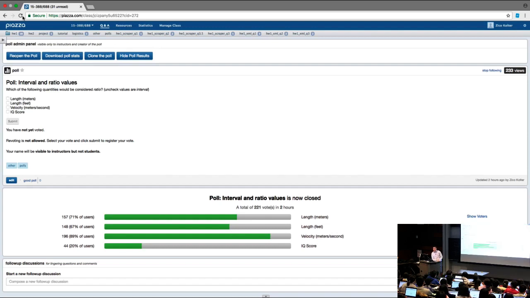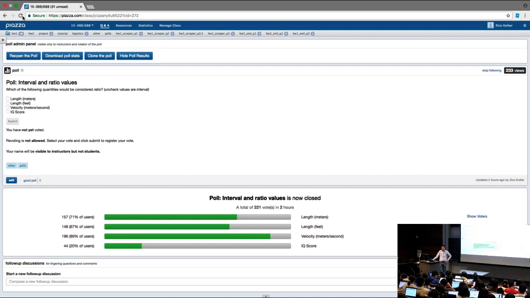I'm curious, and you don't have to answer. I hate to ask this after I've given away the right answer, but the one that voted for those being interval, want to explain the logic of that? I know that's a daunting question to ask. I did because I did not understand the difference between ratio and interval. Okay. But velocity was ratio. Okay.